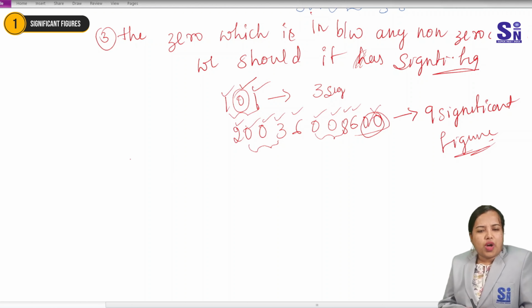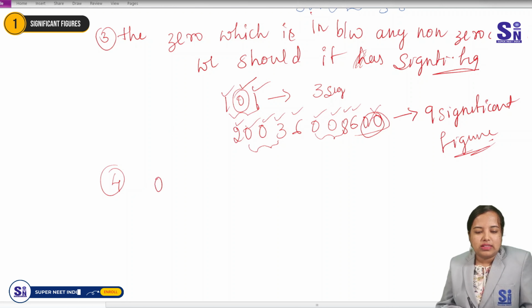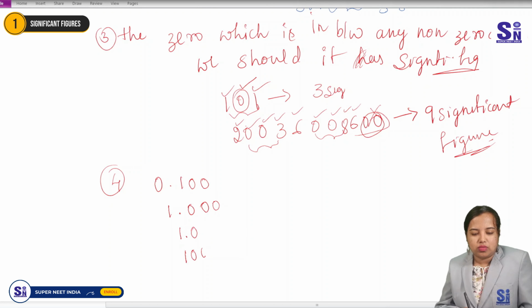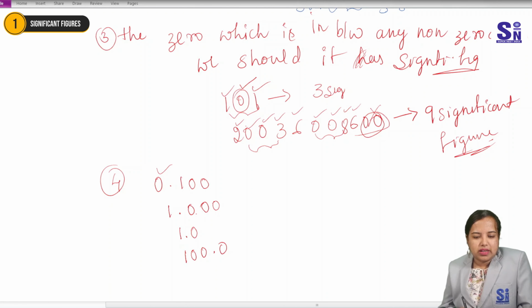I will give you one more example, that is the fourth one. By deducing that, we are going to deduce the fourth rule. Okay, so 0.100. Okay, so 1.00, 1.0 or 0.0. See, like this, here it is a preceding one, but here it is trailing zeros.